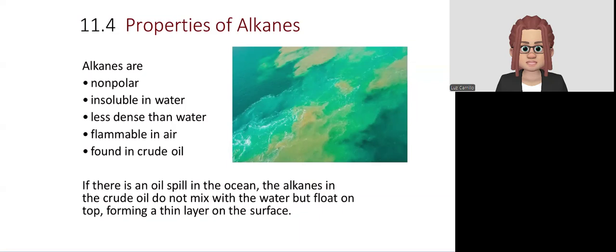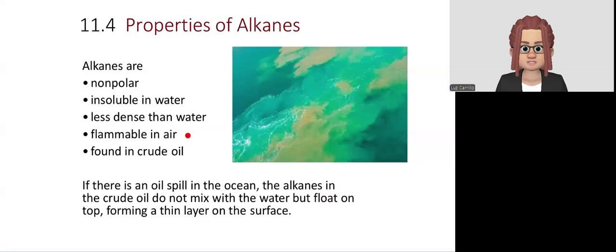Alkanes, as we saw previously, are formed by having carbon-carbon and carbon-hydrogen single bonds. Since a carbon-carbon or a carbon-hydrogen single bond is a nonpolar covalent bond, all alkanes are nonpolar. When we look at their interaction with water, since water is a polar molecule, all alkanes are insoluble in water. It is also known that they're less dense than water because their densities are less than 1.